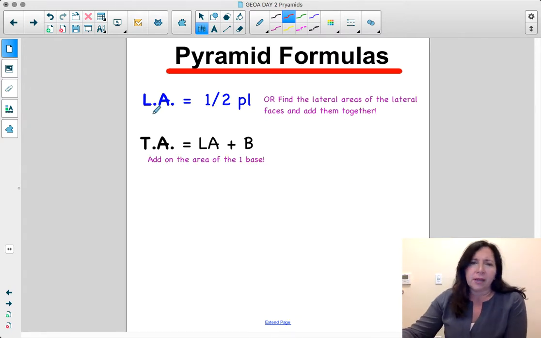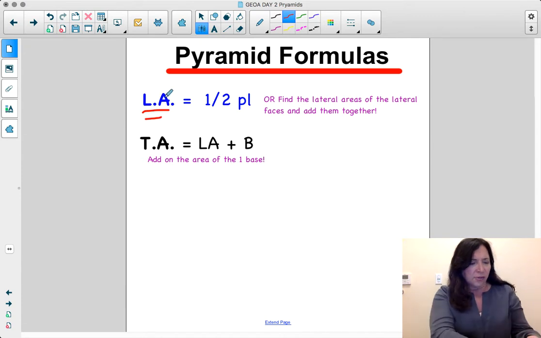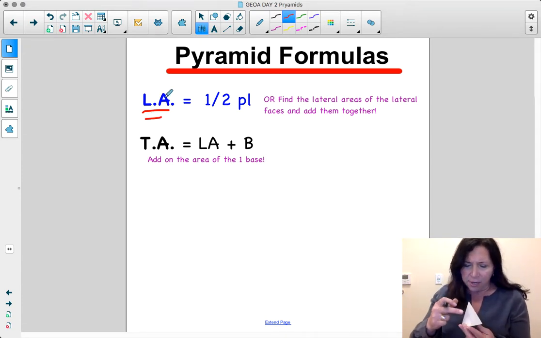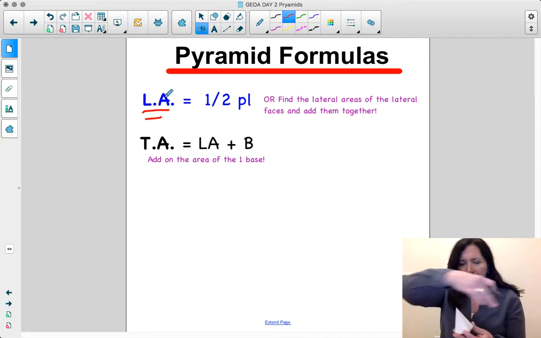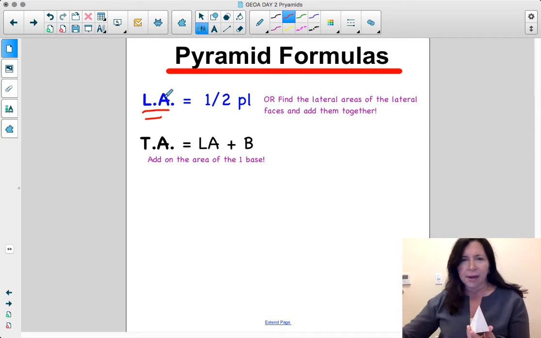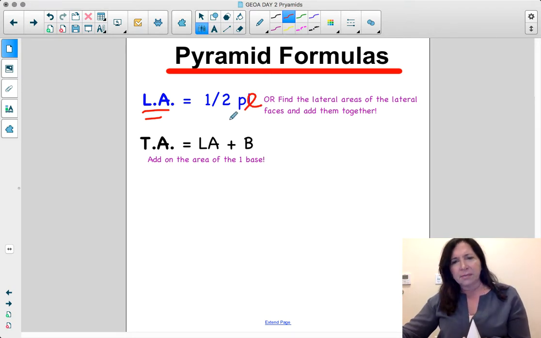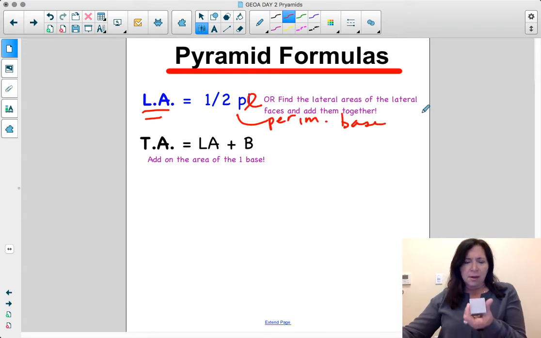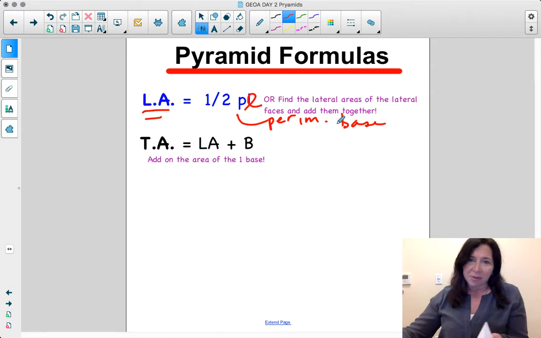The first formula is the lateral area. So here's my pyramid. The lateral area is the area all the way around. That's lateral. Lateral meaning around. So my lateral area is 1/2 PL, L being my slant height, P being the perimeter of one base. Okay, and guess what? I only have one base, so that's going to be pretty easy.